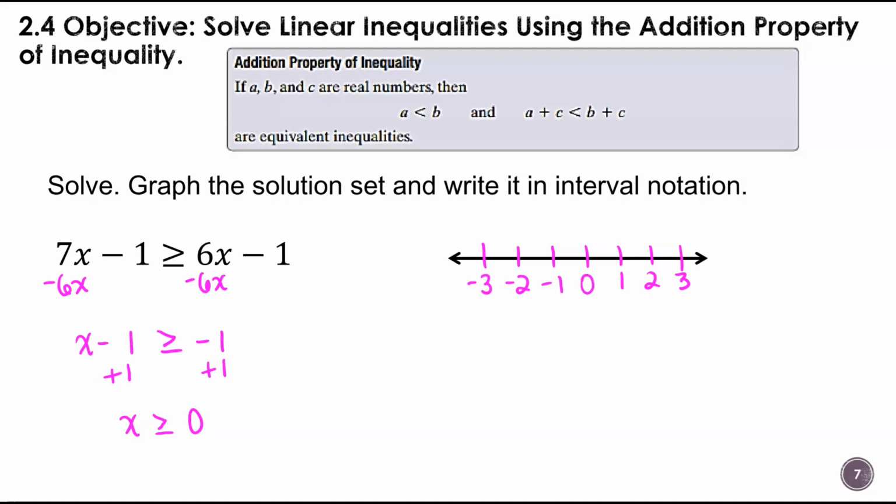And then when you graph this, we're going to graph greater than or equal to 0. And then we go to the right. Take that one off with your arrow. Okay. And so our interval notation is going to be 0 to infinity. And that's what that looks like.